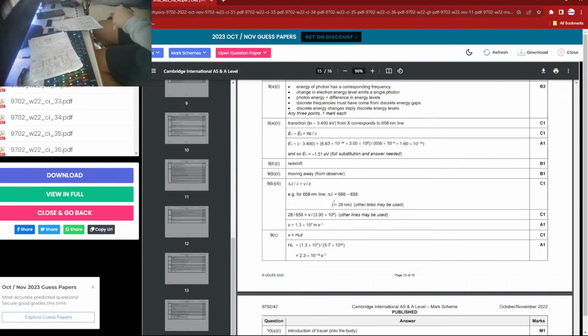Okay, next one, V equals Hubble constant times D. That's just substituting everything, it's just algebra.